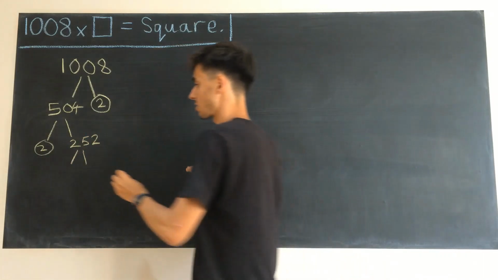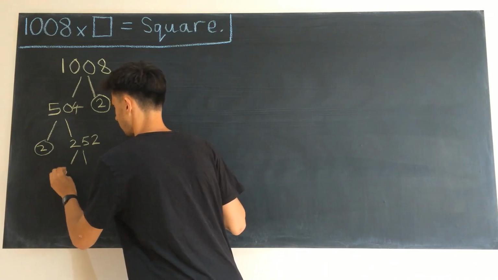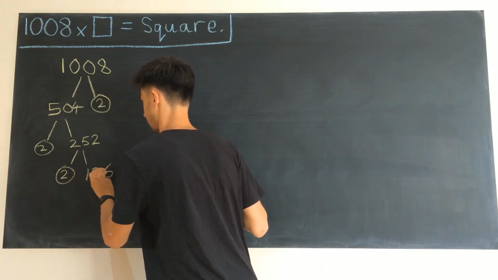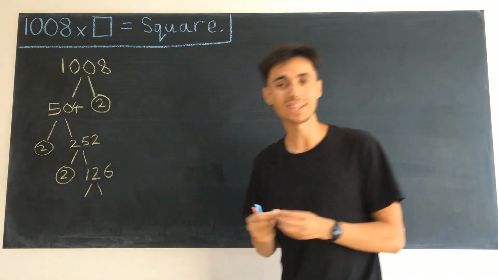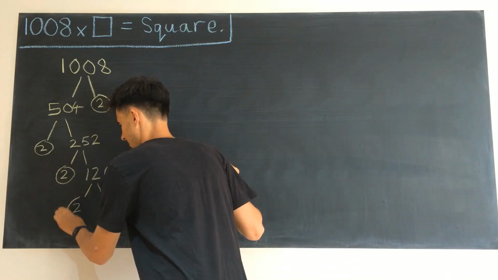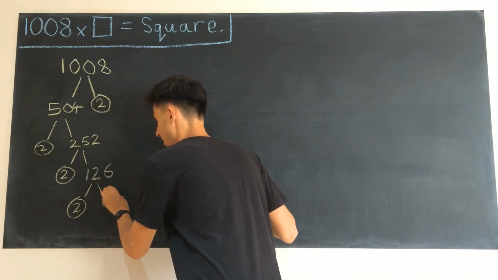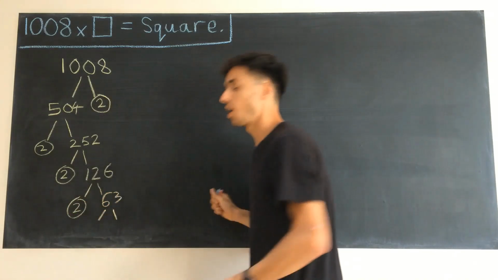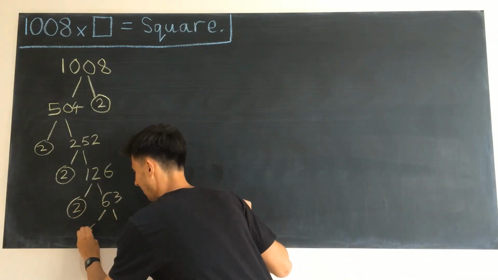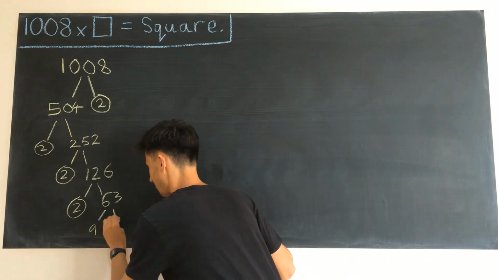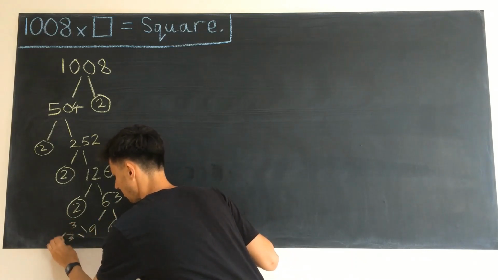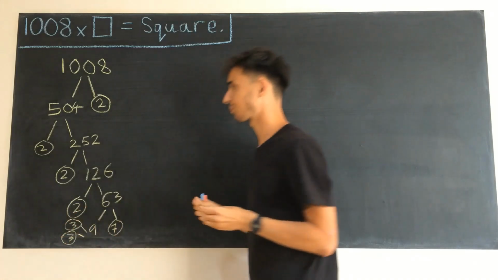252 can again split into a 2 and 126. Again, we can take out a factor of 2 for 126 and we'll get 63. Now we've got something that we can't take 2's out of, but we can take out a 9 and a 7. I'm running out of space a bit, but 9 can go into 3 and 3. I'll put them on there.